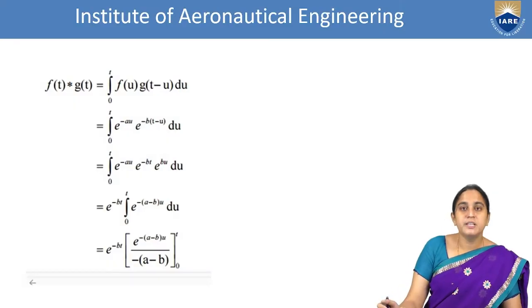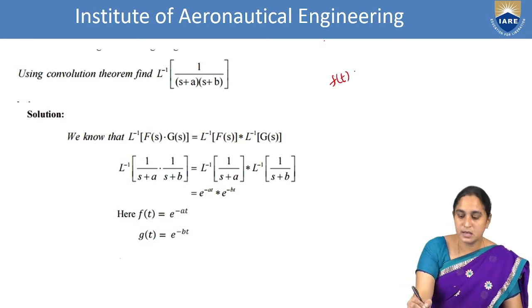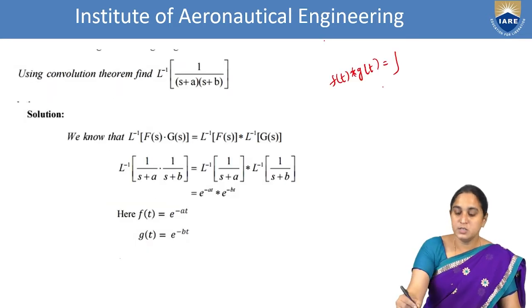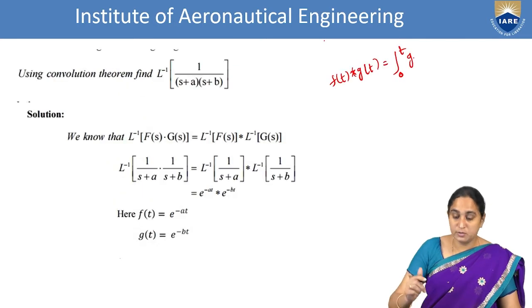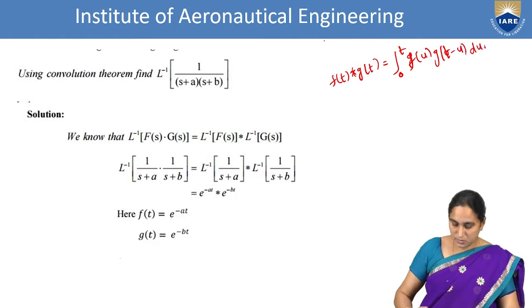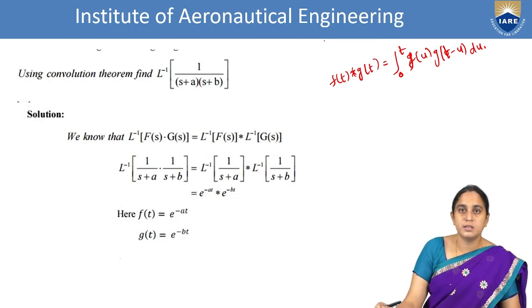F of t star g of t is equal to what? Integral of 0 to t, f of u, g of t minus u, du. Okay, this is the formula of the convolution theorem.